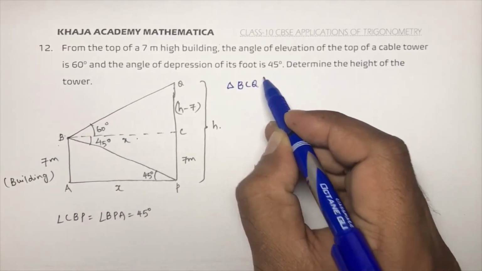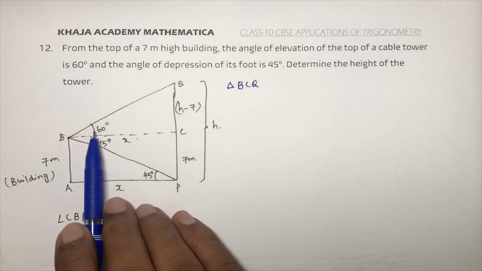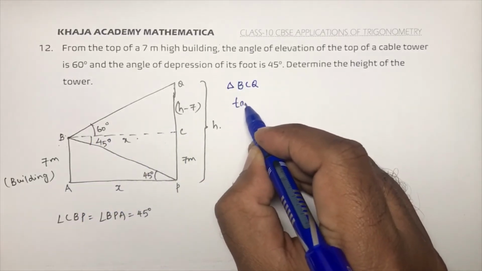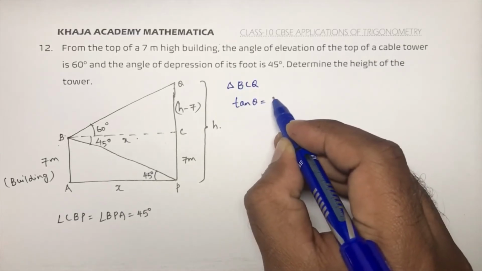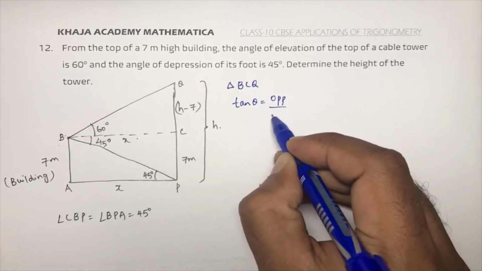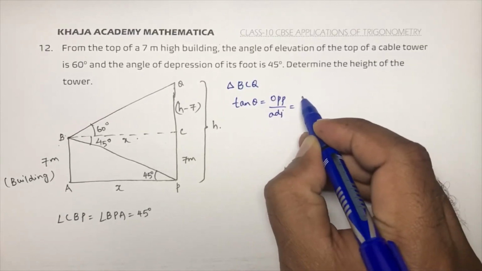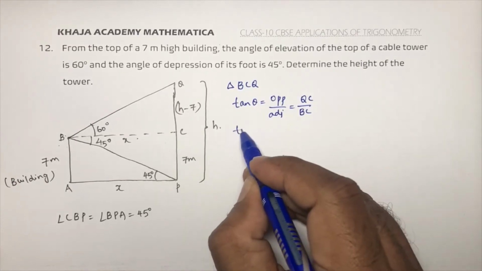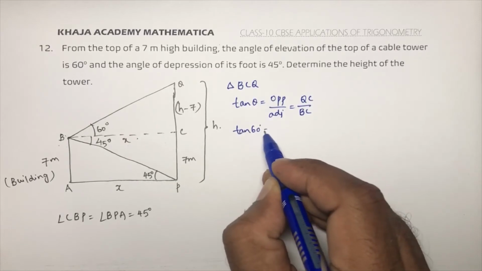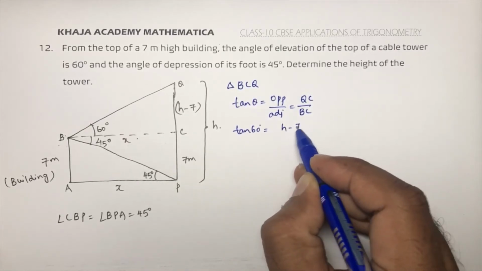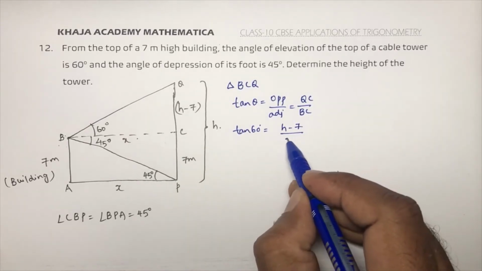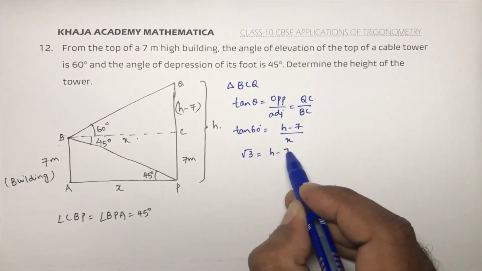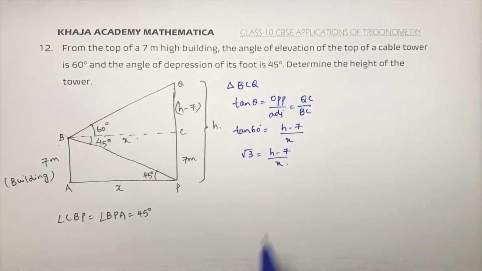Triangle BCQ. In triangle BCQ, theta, opposite, adjacent. So tan theta is opposite by adjacent. Opposite is QC, adjacent is BC. Tan 60 degrees is QC, which is H minus 7, by BC, which is X. Tan 60 is root 3, so root 3 equals (H minus 7) by X.